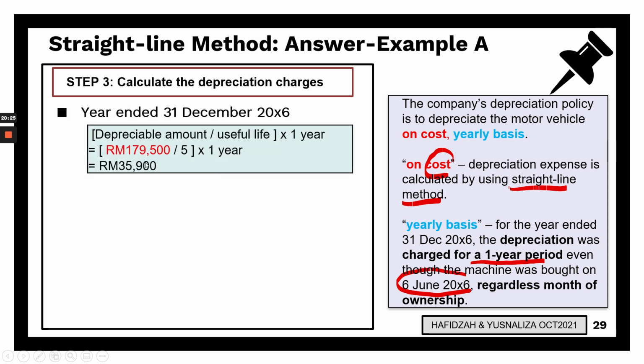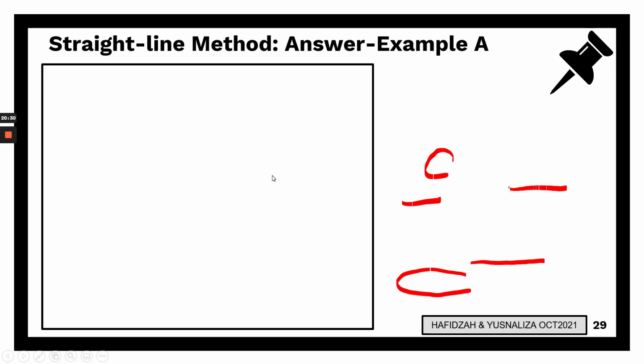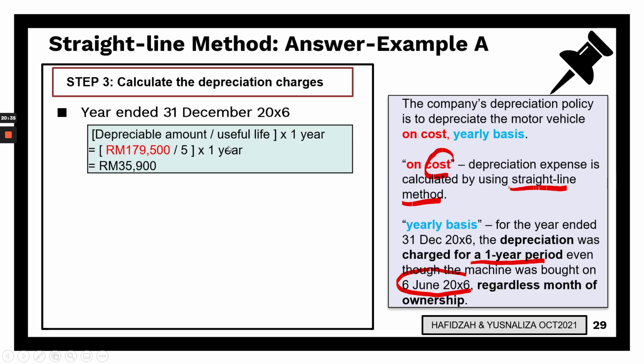So you'll take the depreciable amount. Remember, the depreciable amount was here. This is the depreciable amount, and that would be multiplied, using the first formula, so divided by the 5 years. 5 years is the useful life, so you can write down here expected useful life is 5 years. And since you charge a full year's depreciation, you will multiply by 1 year. So that was the first year depreciation, 35,900.